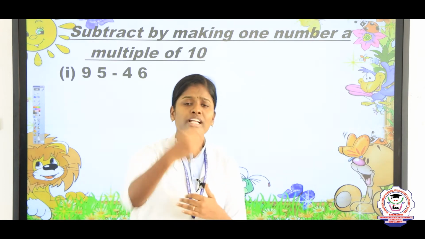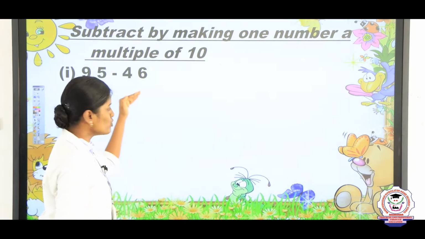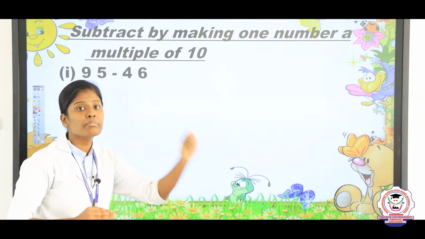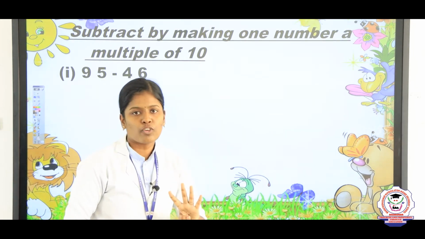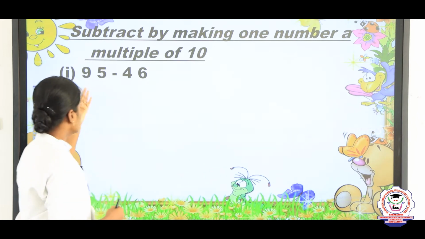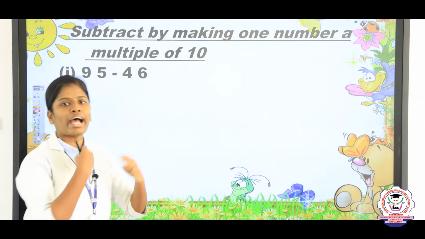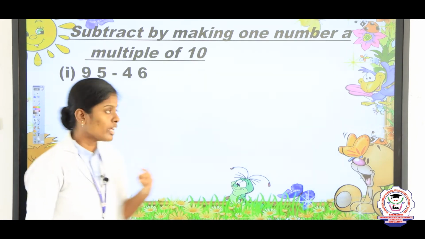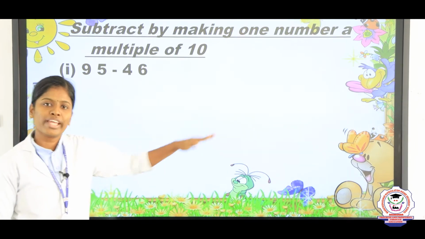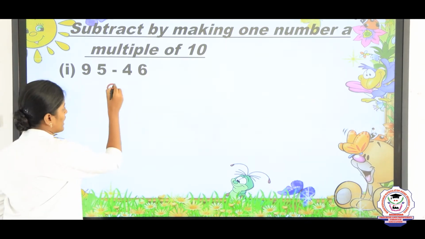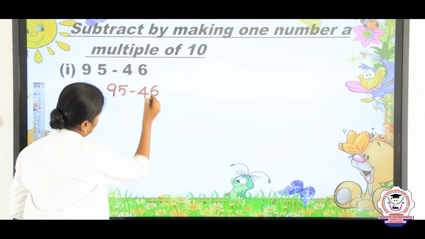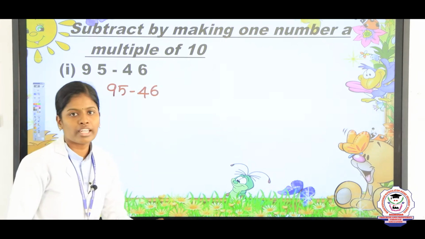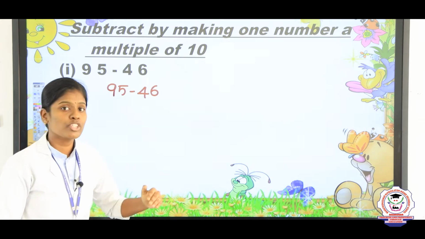Now tell me Bhavana, what number should be added to 46 to get the sum 50? Very good, the answer is 4. So to both 95 and 46 you should add 4, then you get the answer. Listen children. So now you take the question. The question is 95 minus 46.